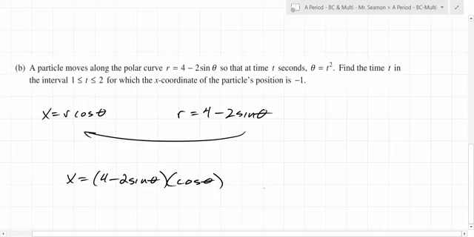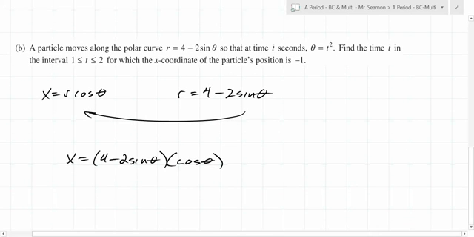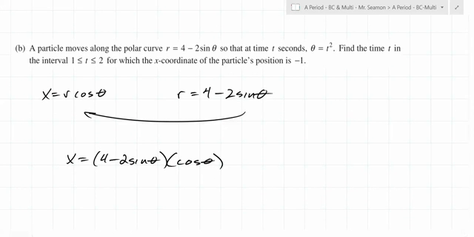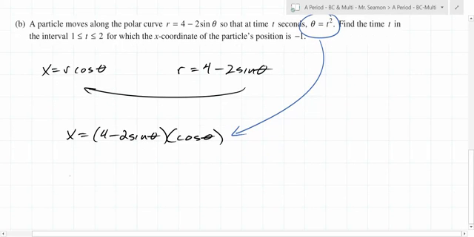So now we have x just in terms of what? Theta. Nice. And then you know that theta equals t squared. So you want to take theta is equal to t squared and plug it in right there? So what do you have here? X is equal to 4 minus 2 sine theta. Oh, not sine theta. Sine what? T squared, times what? Cosine t squared. Got it. And now what do you do?